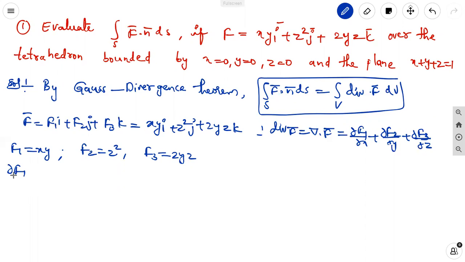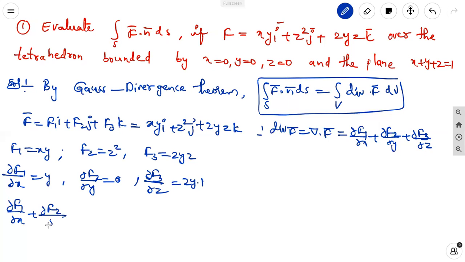Here F1 differentiating with respect to x is y. F2 differentiating with respect to y is 0. F3 differentiating with respect to z is 2y. Adding these, dou F1 by dou x plus dou F2 by dou y plus dou F3 by dou z is equal to y plus 0 plus 2y. It is equal to 3y. Okay. Next, we can take the bounded values.